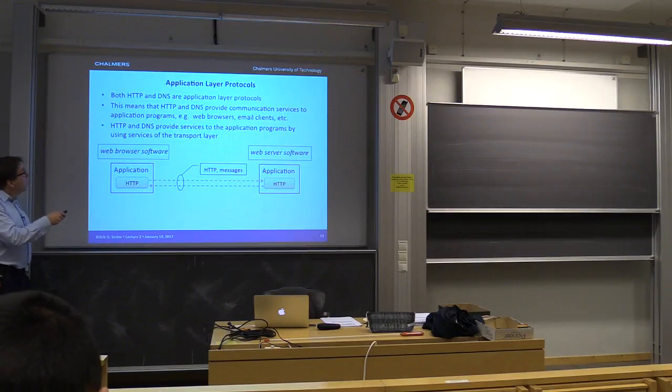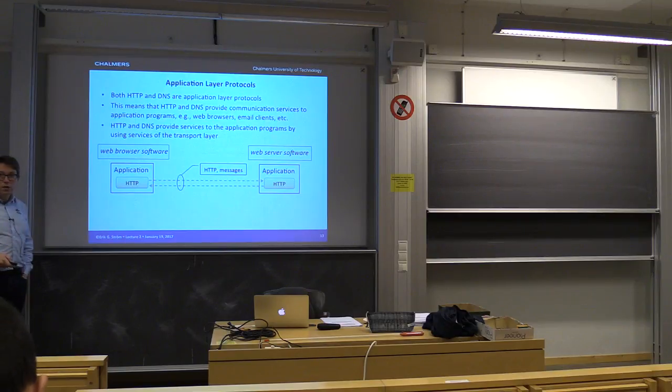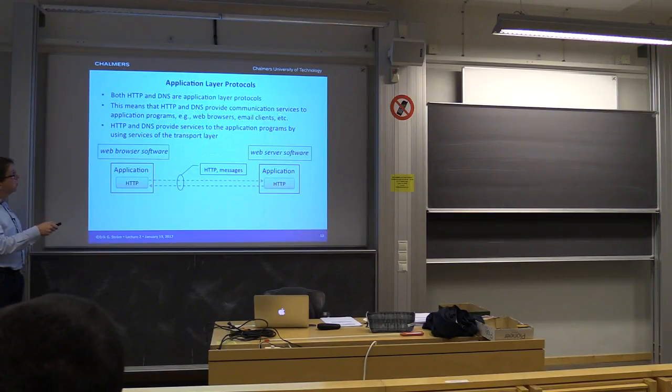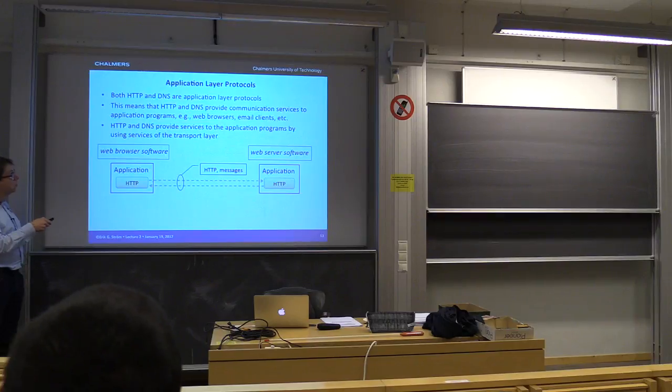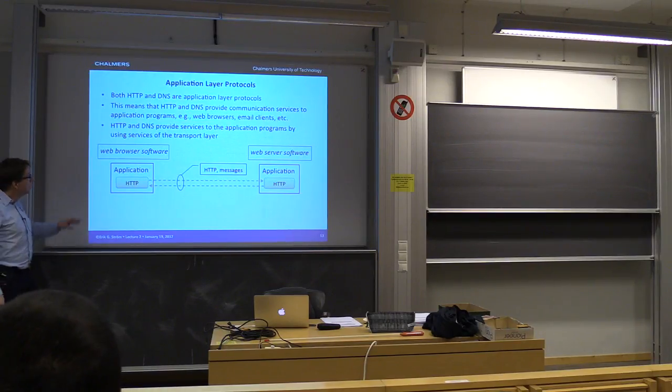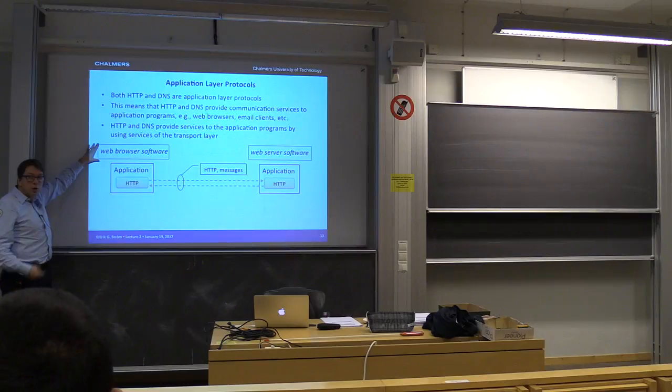Okay. So on top of the protocol stack, it's called the application layer. So that's the top. And both HTTP and DNS are application layer protocols. Okay, so what does that mean? Well, it means that HTTP and DNS provide some communication services to application programs, so web browsers, email clients, and so forth. So here we have the user programs, say a web browser, and it uses the services of the application layer, for instance HTTP or DNS, in order to do its task.